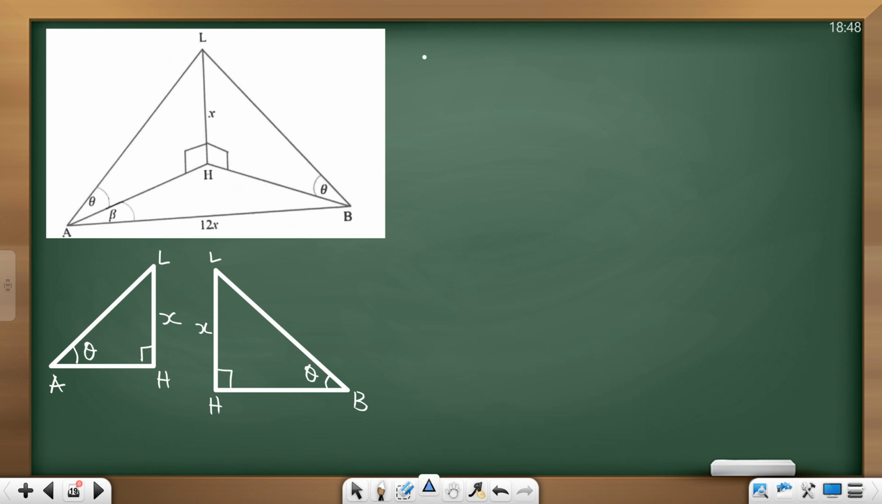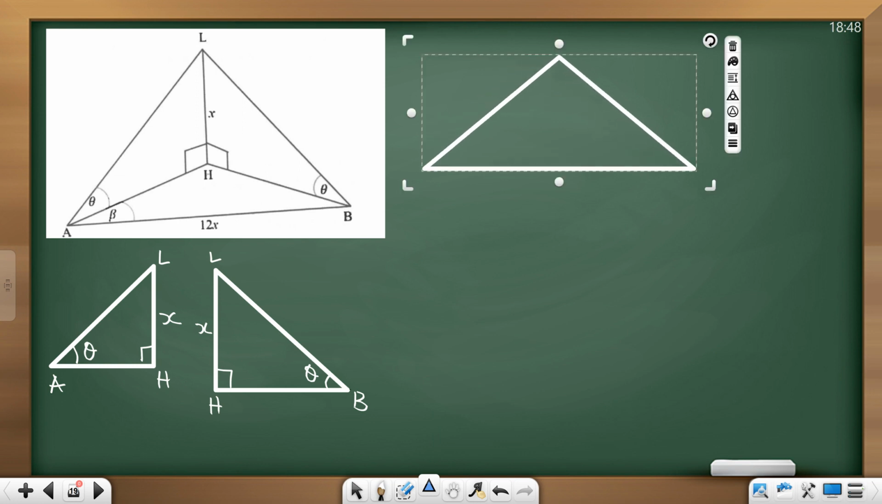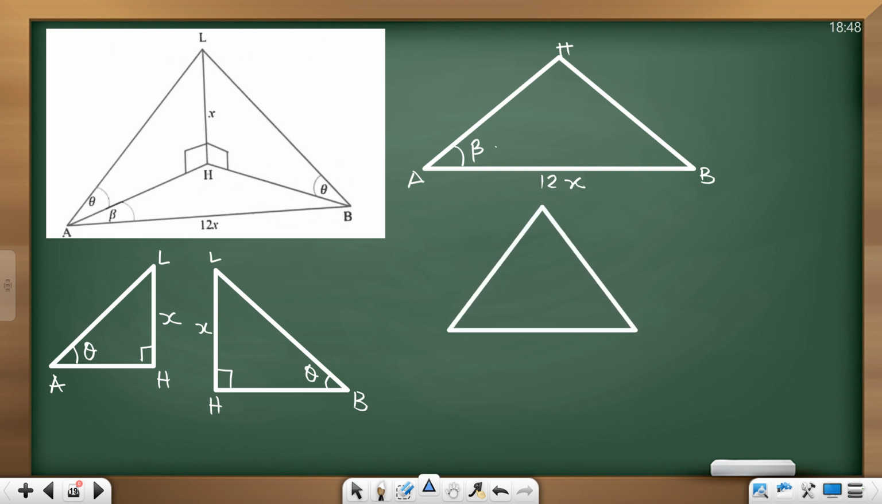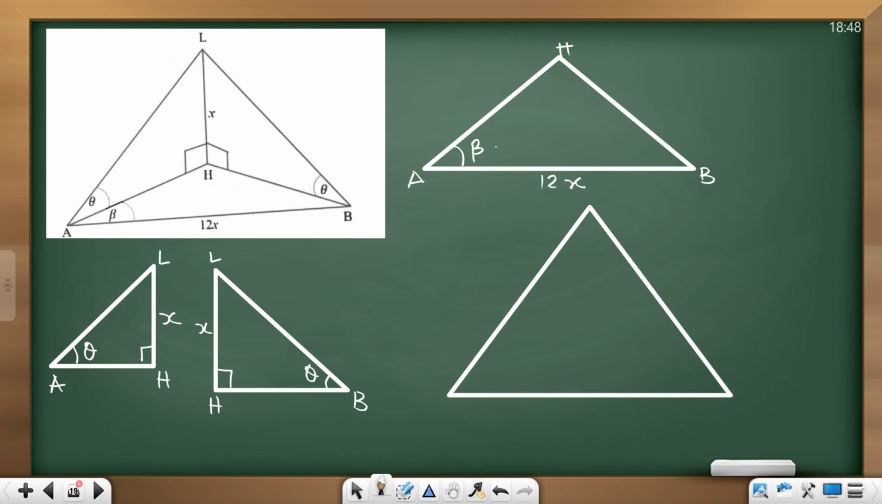There's a triangle somewhere that I see. At the bottom. A. H. B. What is this? 12X. What is that? Beta. Now, there's another triangle. I don't know if that would work for us, but let's just draw it. Sometimes it works. L, A, B. I don't know if this is the triangle you all are seeing.